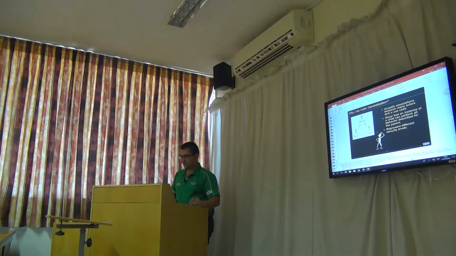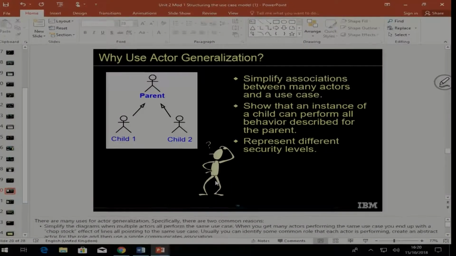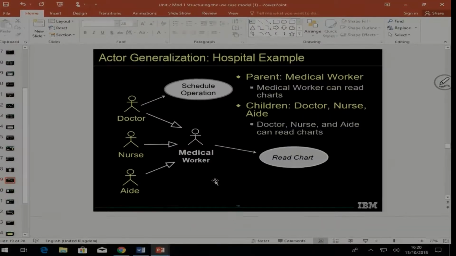There's a bit more information about this. It allows us to simplify the associations between many of our actors and the use case. It shows that an instance of a child can perform all the behavior described for that specific parent, and it also allows us to have different security levels. For example, in this case, the doctor can be assigned a different security level in order to schedule an operation compared to the rest.